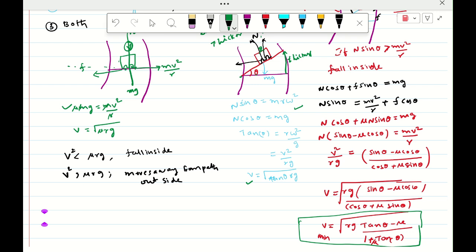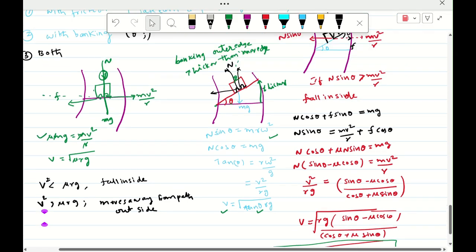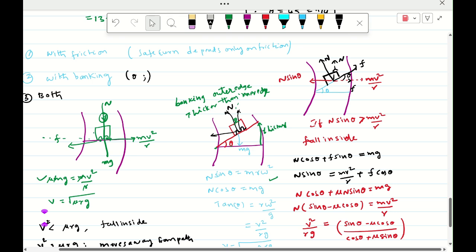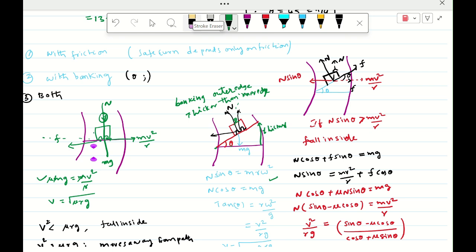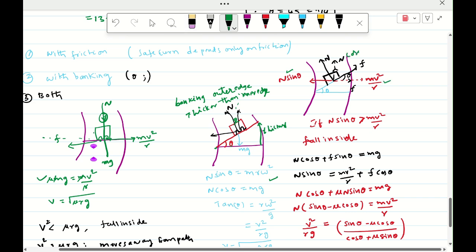Only friction is there means v square equals mu rg. Only banking is there means we have to maintain the theta. With the same velocity, if more, it will go out; if velocity is less, it will fall inside. That is well known. So when both friction and banking angle are there, how do we find the velocity? Now, here the n sin theta component is mv square by r, the n cos theta component is balanced with mg. These are the forces acting generally.